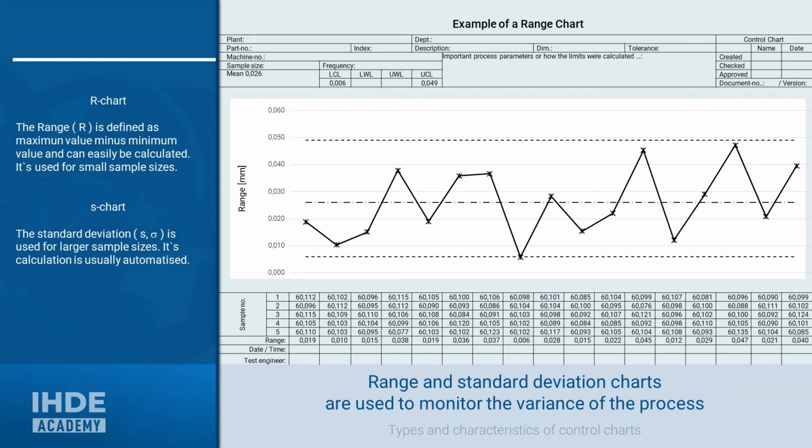Here we see an example of a range chart. The values are the same as those in the previous average chart, except that instead of the mean, the range was now calculated for each sample. The range is calculated from the difference between the minimum and maximum value and is a measure of the spread of the values. For small sample sizes like here, the range can be easily calculated. The standard deviation is another expression for the spread of values. It is used for larger sample sizes, in which case the calculation is usually automated.